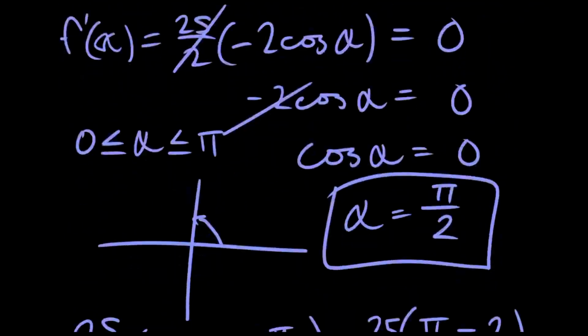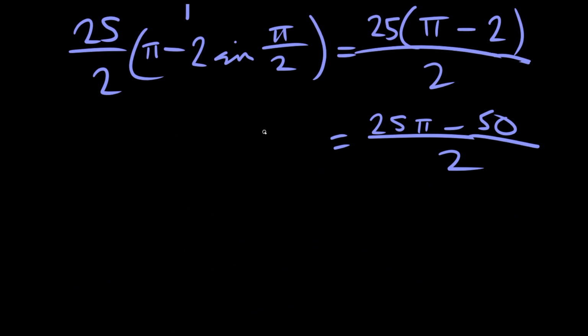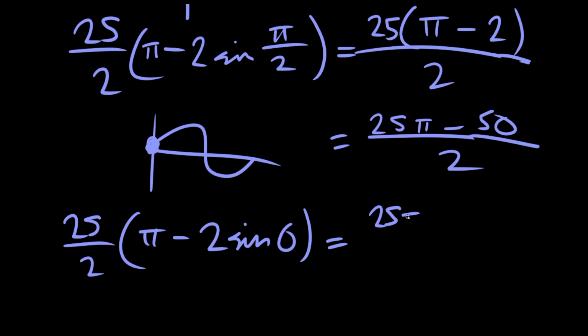So now we have a baseline value, and we're going to check our endpoints by plugging the endpoints into the same equation. So we'll get 25 over 2 pi minus 2 sine of 0, which is going to be equal to... sine of 0 is just 0. We know from the graph here. So 25 pi minus 2 times 0 is just 0. 25 pi over 2. And yes, this is larger than this value because it's being subtracted by 50 and this one isn't. So we can tell that this is one maximum.